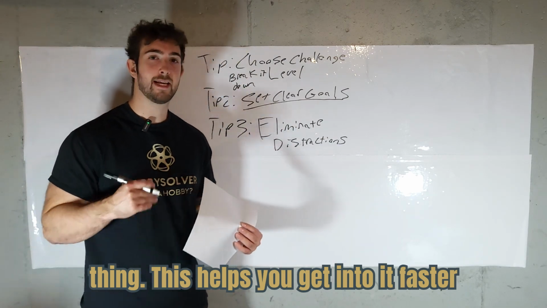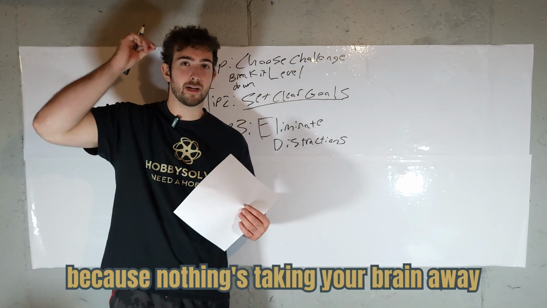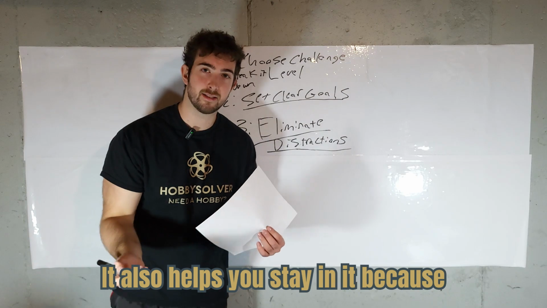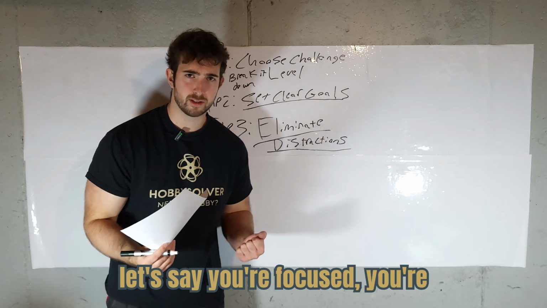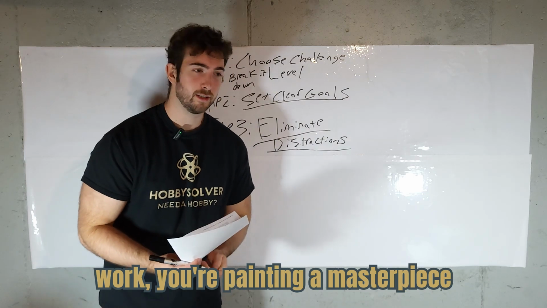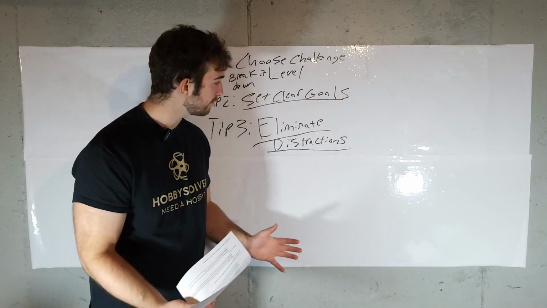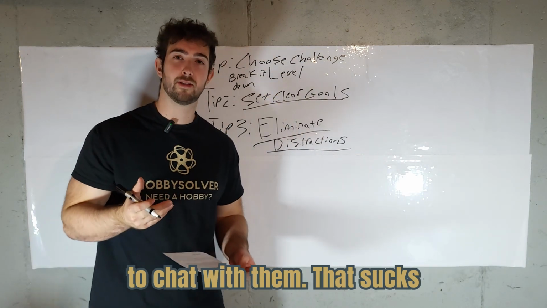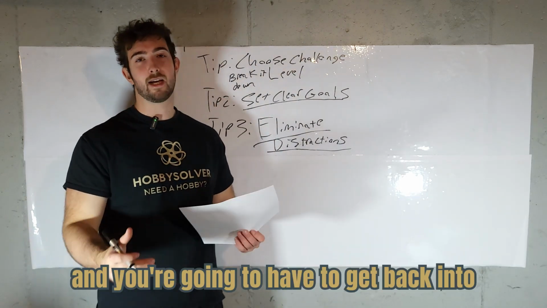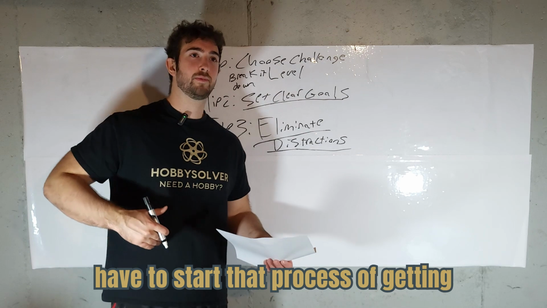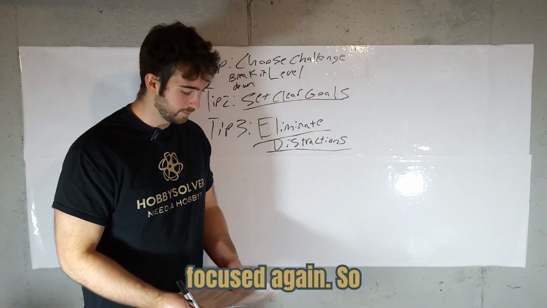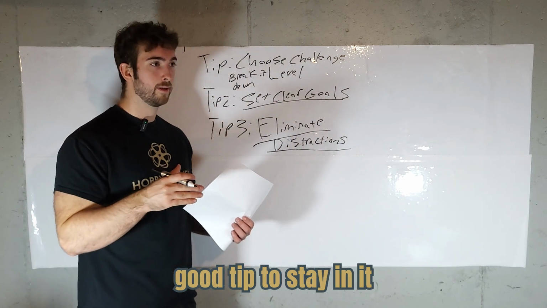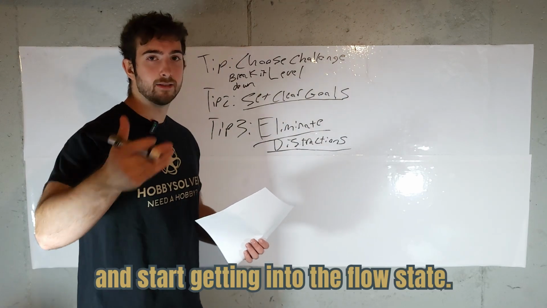This helps you get into it faster because nothing's taking your brain away from the task at hand, and it also helps you stay in it because let's say you're focused, you're working, you're doing some really good work, you're painting a masterpiece, but then someone knocks on the door, you snap out of it, get distracted, you have to chat with them. That sucks, and you're going to have to get back into the flow state as well. You're going to have to start that process of getting focused again. So eliminating any distractions you can, very good tip to stay in it and start getting into the flow state.